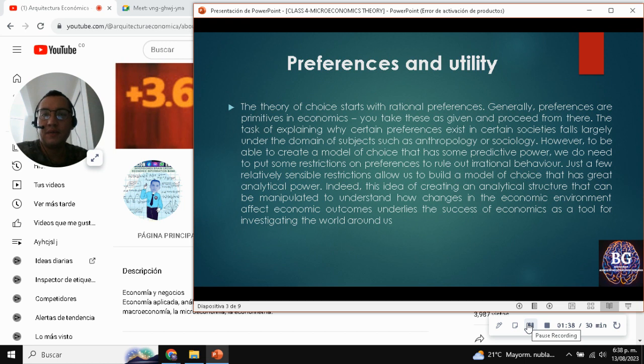Preference and utility. The theory of choice starts with rational preference. Generally, preferences are primitives in economics. You take these as given and proceed from there. The task of explaining why certain preferences exist in certain societies falls largely under the domain of subjects such as anthropology or sociology. However, to be able to create a model of choice that has some predictive power, we do need to put some restrictions on preferences to rule out irrational behaviors.